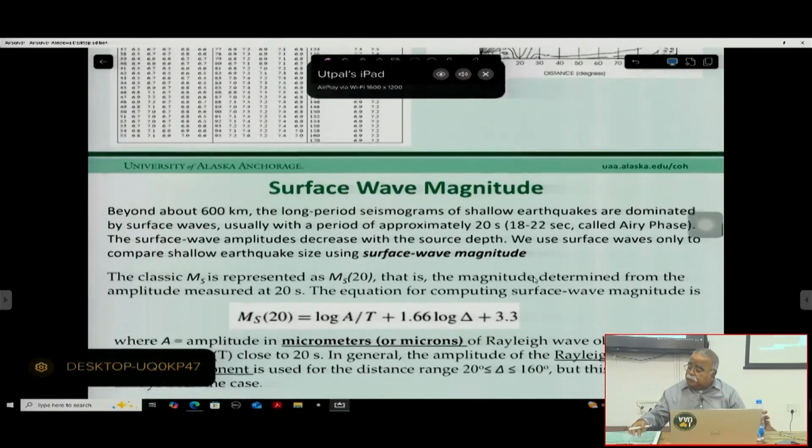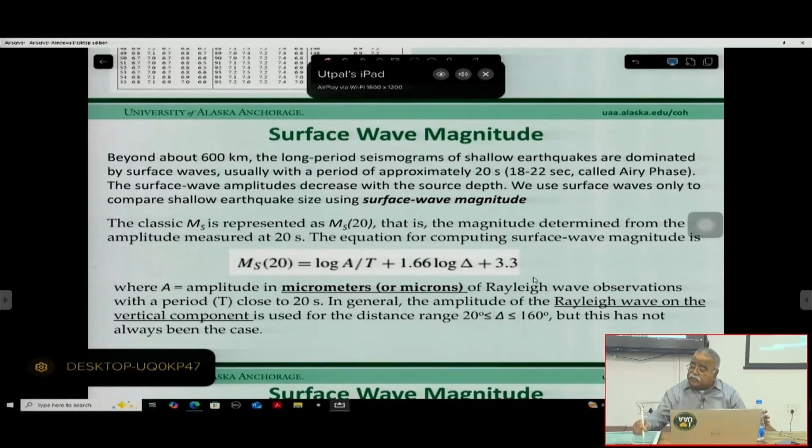Now, if it is more than 600 kilometers distance, beyond 600 kilometers, the long period seismograms for shallow earthquakes are dominated by the surface wave. As I told you, if it is a shallow earthquake, then the surface wave is a very important factor, and we need to see that effect. And last class I had shown in California how severe or how big the surface wave effect is for a very local earthquake, right?